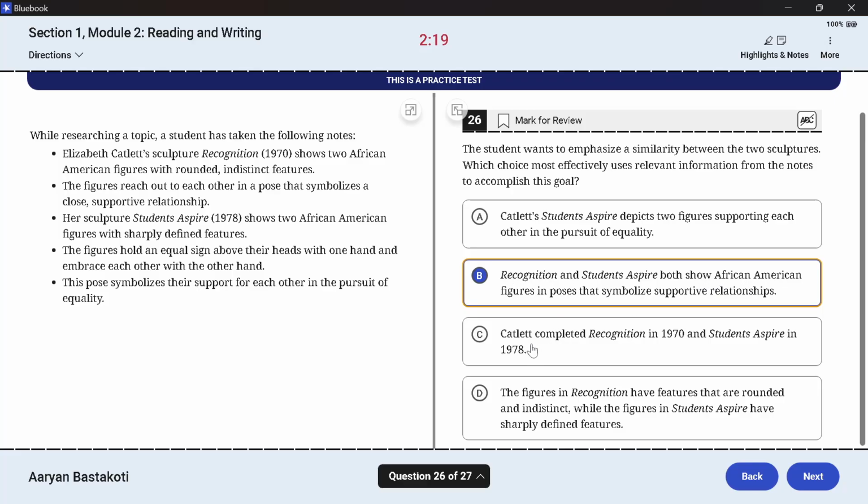This might be the answer. Cattell completed Recognition in 1970. We need to show a similarity. The figures in Recognition have features that are rounded and indistinct, while the figures in Aspire have sharply defined features. So this is the right answer, similarity.